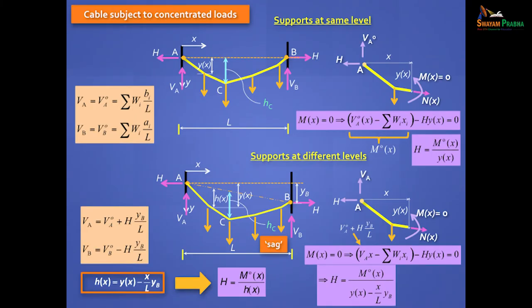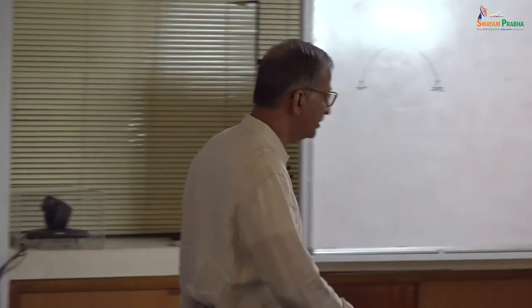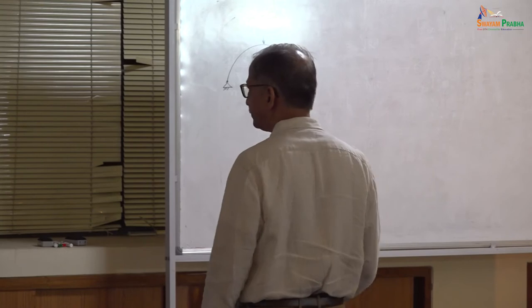then whatever horizontal thrust you got here will remain here, because you can prove that this small h of x by similar triangles is related to y of x through this. You have to subtract y of x minus x divided by L, and that comes into this equation. That's an interesting derivation when supports are at different levels. The vertical reactions change, but the horizontal reaction does not change, as long as the sag as defined here remains unchanged. So that's an interesting theorem.